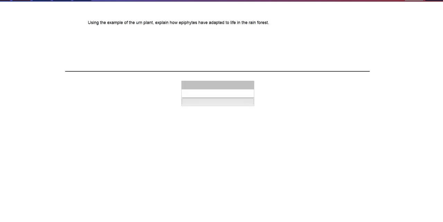Using the example of the urn plant, explain how epiphytes have adapted to life in the rainforest. Please prepare your answer after the beep. Please begin speaking after the beep.